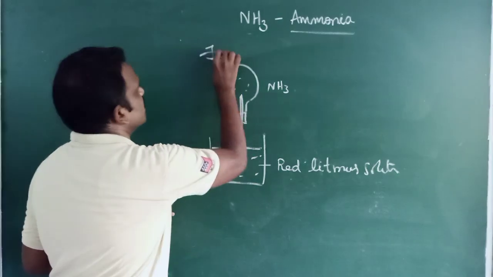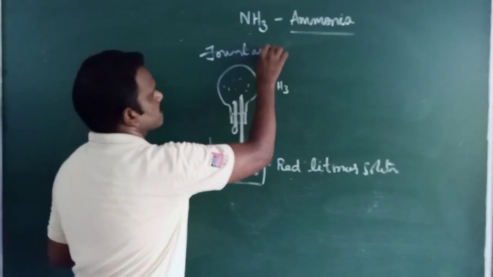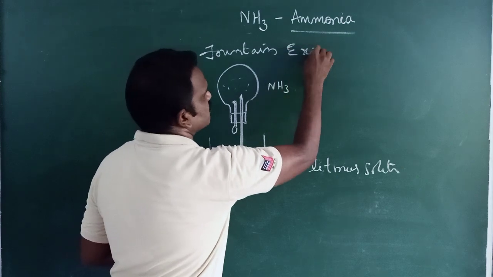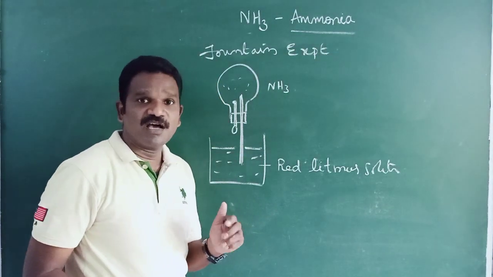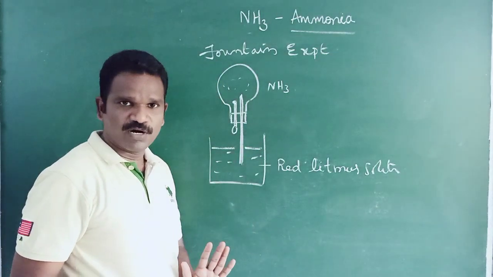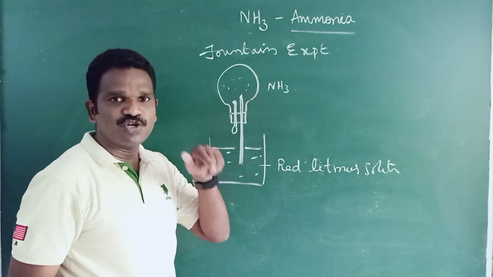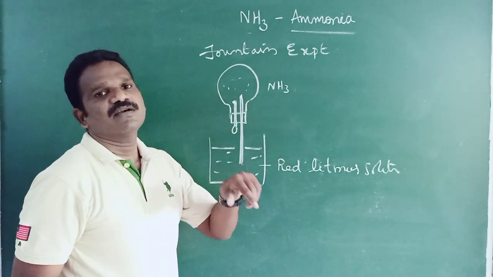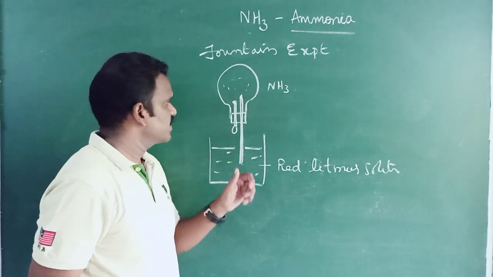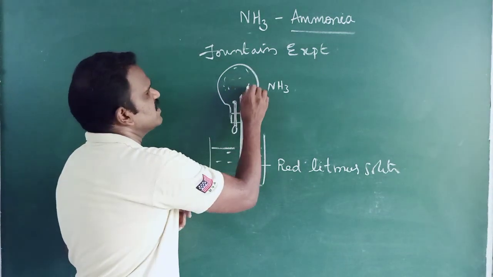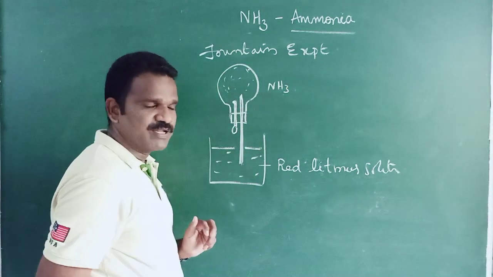This is called the fountain experiment. Why are we using this fountain experiment? To show that ammonia is highly soluble in water. There we have seen HCl is highly soluble in water. Here also we have seen ammonia is highly soluble in water. So what we did, we completely filled this round water flask with ammonia.